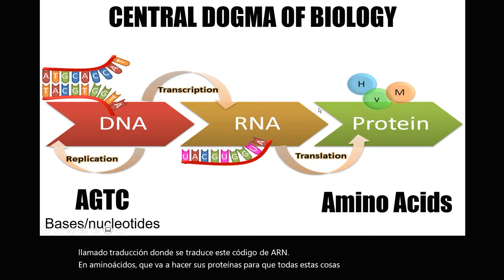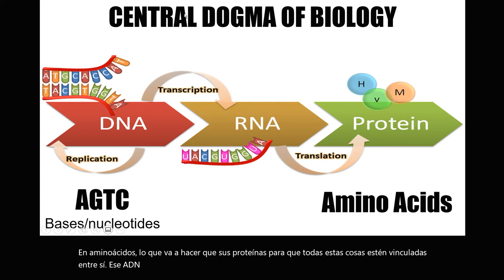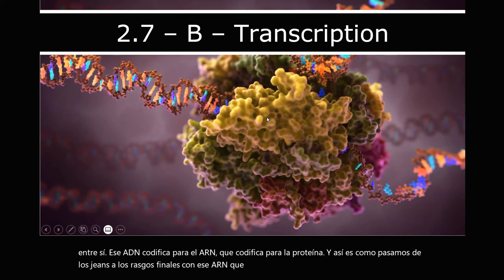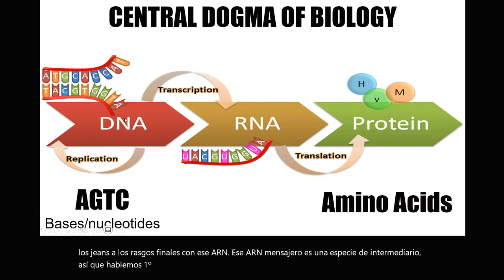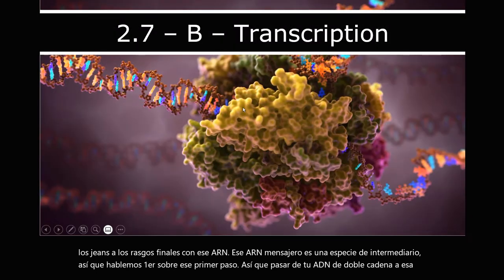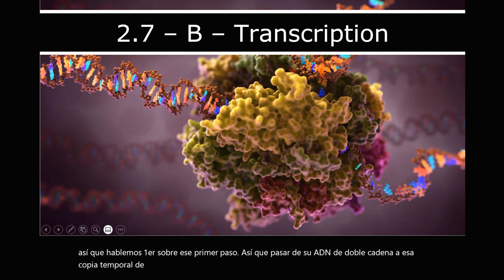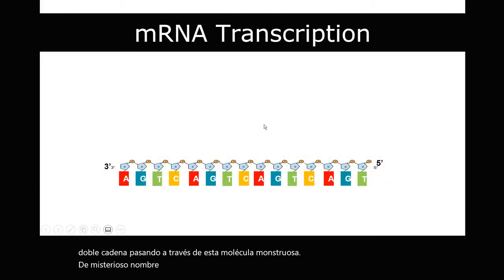That DNA codes for RNA, which codes for protein, and this is how we go from genes to ultimately traits, with that messenger RNA as kind of an intermediary. So let's talk first about that first step: going from your double-stranded DNA to that temporary copy of mRNA in the process of transcription. So we have our double-stranded DNA going through this monster molecule of mysterious name and origin, which we'll talk about here in a second.